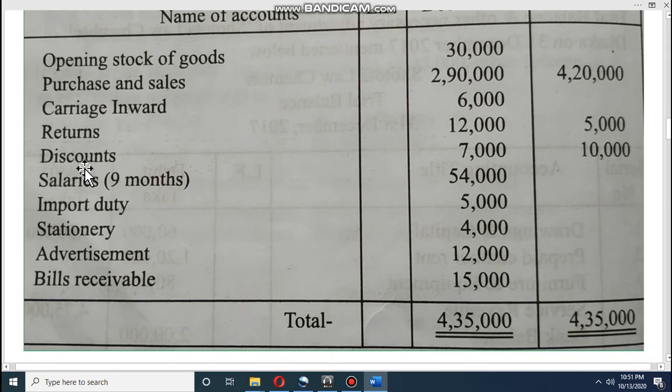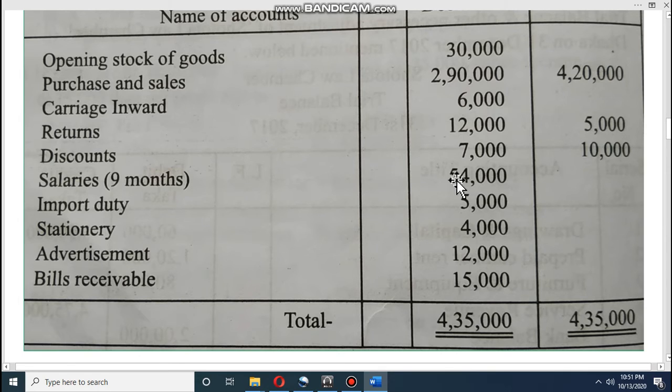Look at discounts. In the debit side it is discount allowed, in the credit side it is discount received. So this discount received 10,000, it is other income, and discount allowed 7,000, it is operating expenses. So this is the first item of operating expense. Then salaries is 54,000 and for 9 months. That means we have due salary for 3 months.